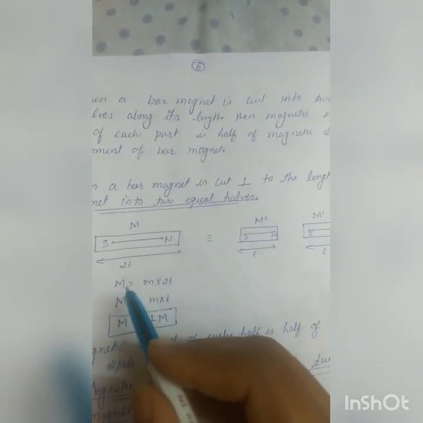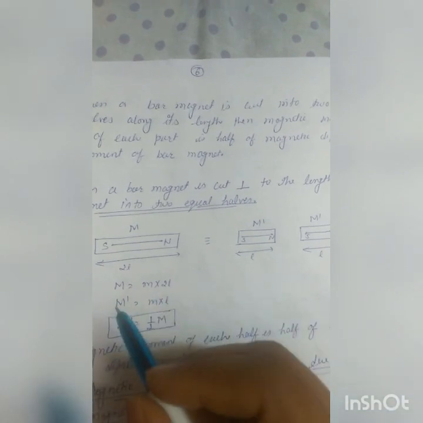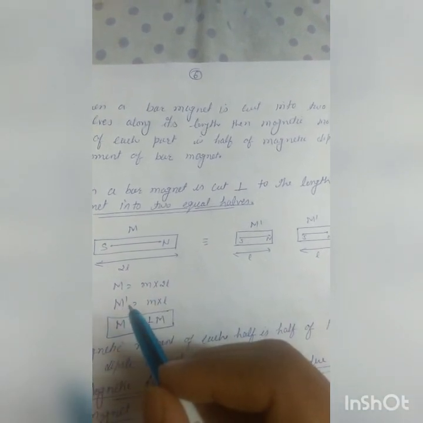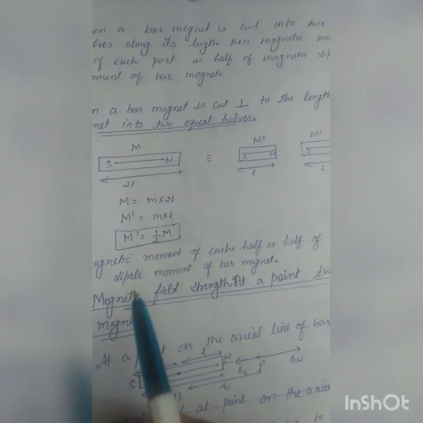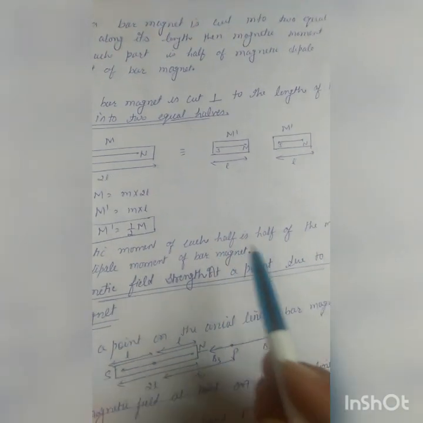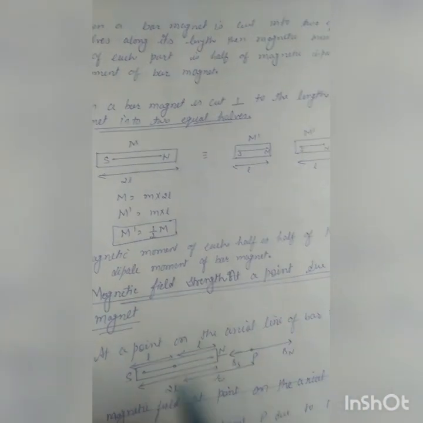Here the dipole moment of the original dipole is M into 2L. And the dipole moment of half of the dipole is M dash, which is M into L, because the length is reduced to half, and M dash becomes half of M. So the magnetic moment of each half is half of the magnetic dipole moment of the bar magnet, right?